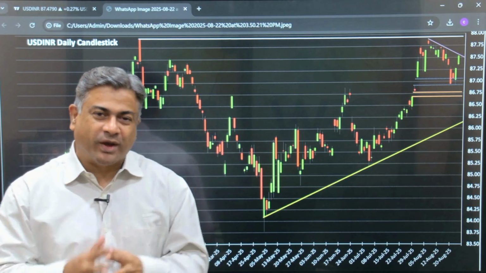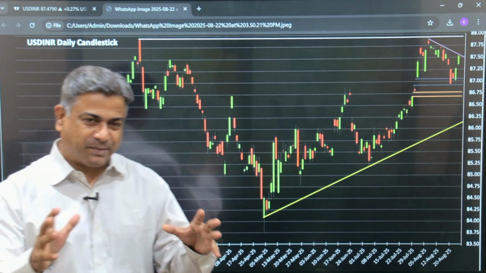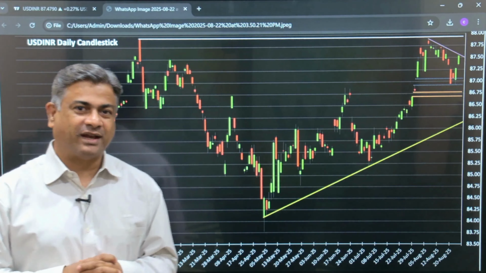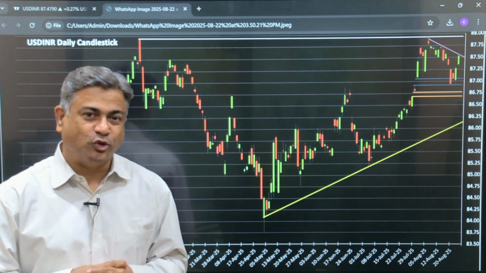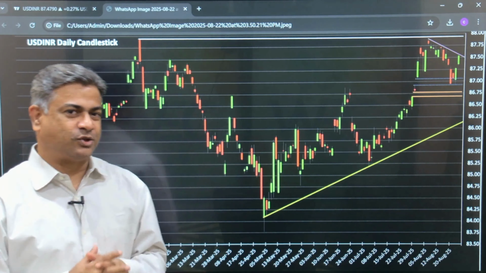Good evening, everyone. Welcome to another session on dollar INR. There has been decent volatility this week, and a lot of people have been asking me what to do in managing their risk. So I wanted to share two charts with you today.